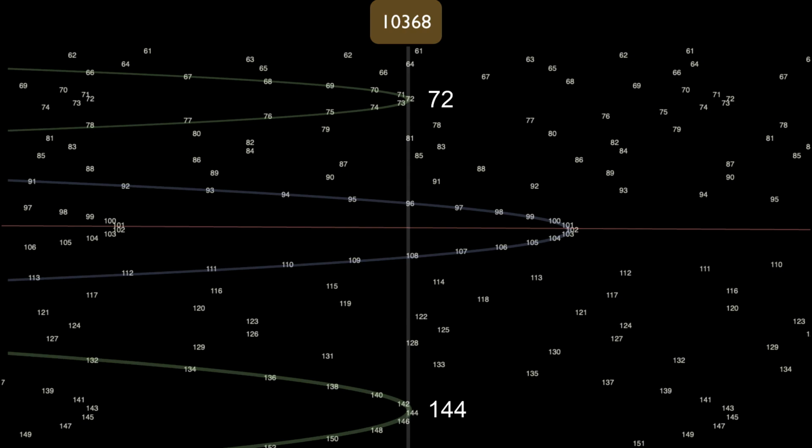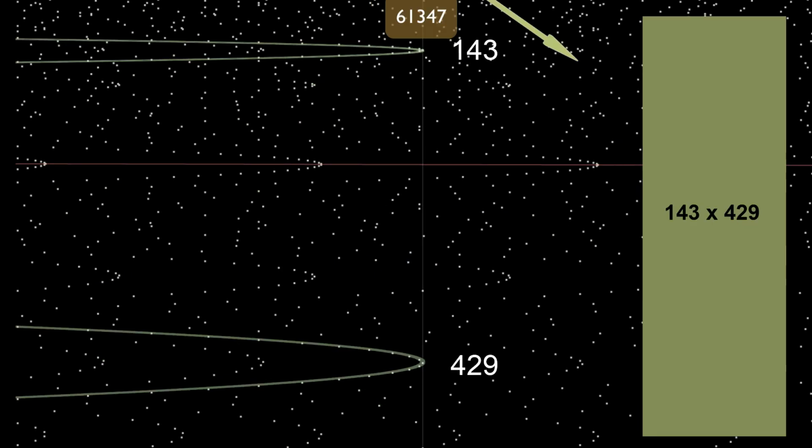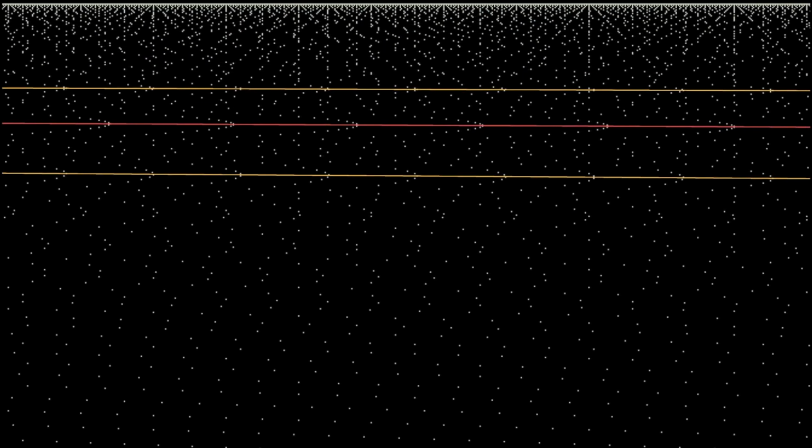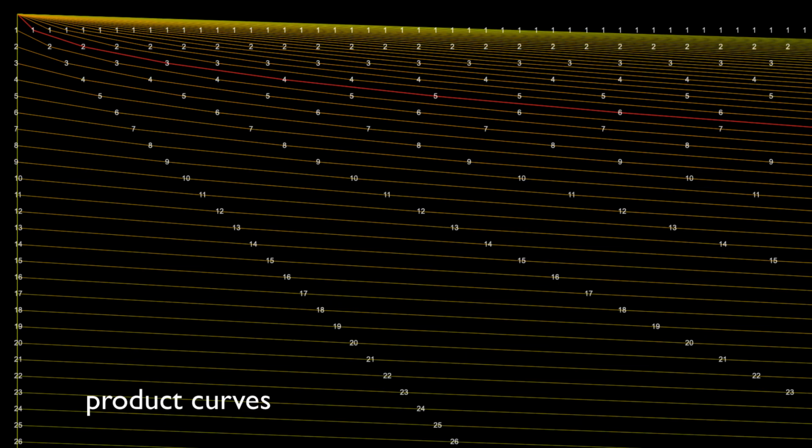Notice that 144 is twice the size of 72. These parabolas are associated with rectangular numbers with a 2-to-1 ratio. Another parabola series is associated with rectangular numbers with a 3-to-1 ratio, and so on. Each parabola series lies on a pair of curves that stretch out to infinity. These are called product curves, and I'll explain why in a bit.